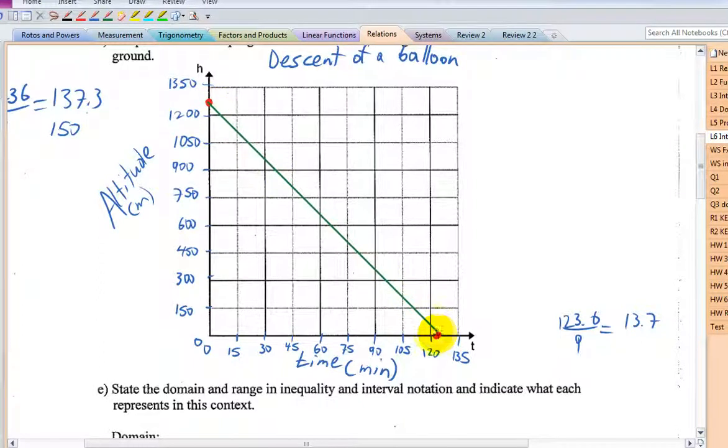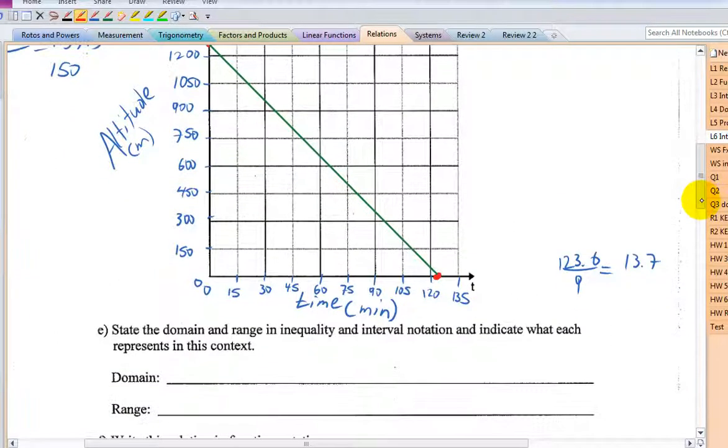There we go. Okay. So a lot of graphs are going to look like this today, as you're measuring. So you have your intercepts. State the domain or range in inequality interval notation. Indicate what each represents in this context. What is our domain representing? What's our time of? What's happening with the balloon?